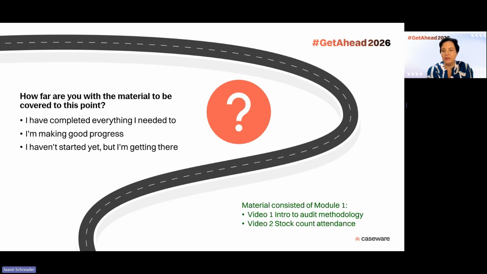Right. Another one saying, done everything I needed to. I am on track. That's fantastic. That obviously also tells me that you have access to your e-learning. And there's about 23 people that also say they are making good progress, so they also have started. Good. Thank you. I see you getting there. Going to do it. Right. Fabulous. Okay, I think we've got a good enough idea.